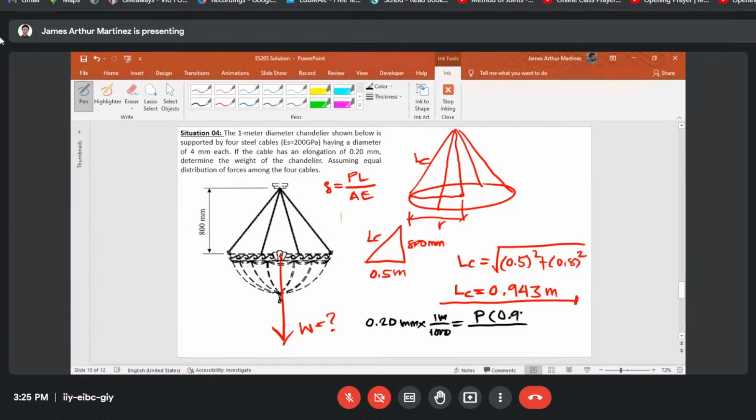0.943 all over the area of the cable, which is pi over 4 times the diameter, which is 4 millimeters, right? Therefore, in terms of meters, you have 0.004 as our diameter, times the modulus of elasticity of steel, which is 200 gigapascal.